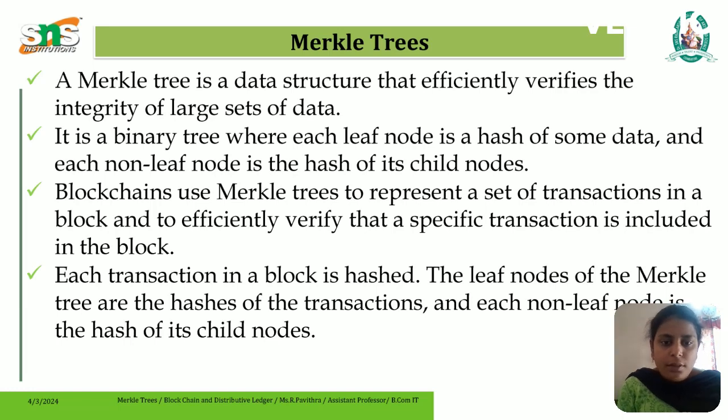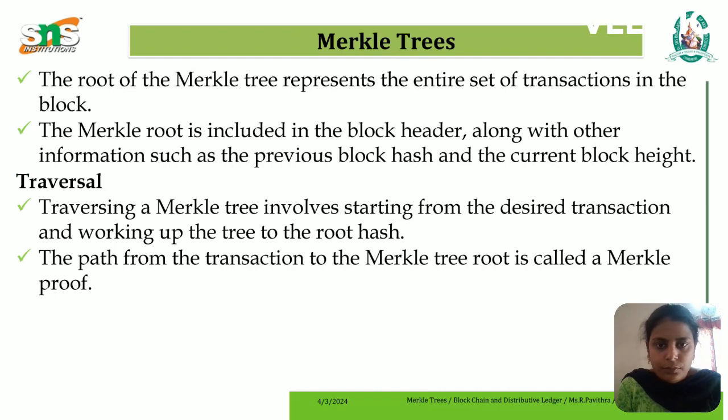So blockchains use Merkle trees to represent a set of transactions in a block and to efficiently verify that a specific transaction is included in the block. So each transaction in a block is hashed. The leaf nodes of the Merkle tree are hashes of the transactions, and each non-leaf node is a hash of its child nodes.